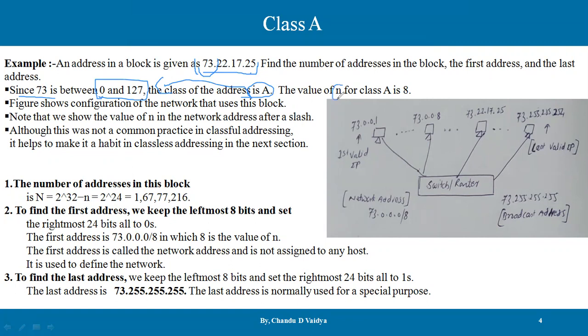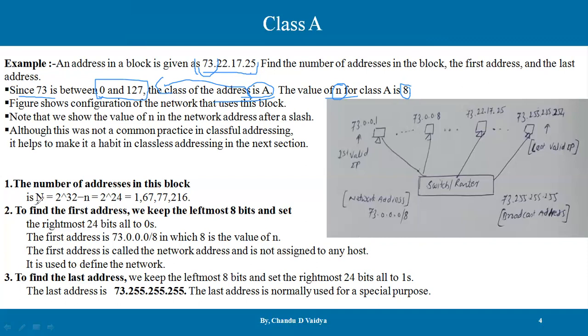The value of small n will be 8, because we know, guys, as far as class A is concerned, only the first octet belongs to the net ID, and the remaining 3 octets belong to the host ID. So now if we have these two values, the class and the value of n, we can easily put these values in to calculate the number of addresses.